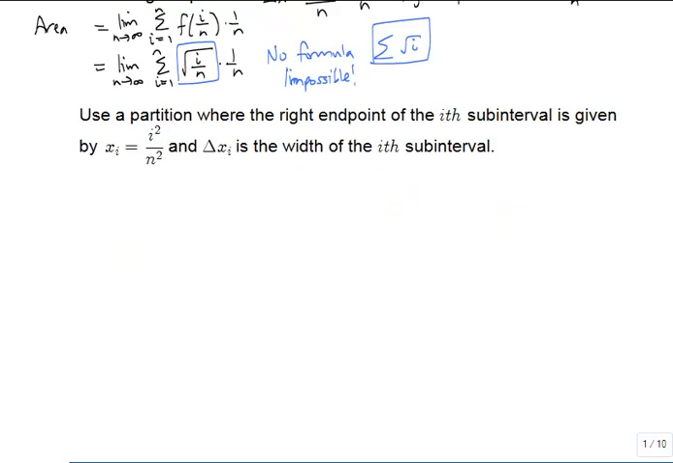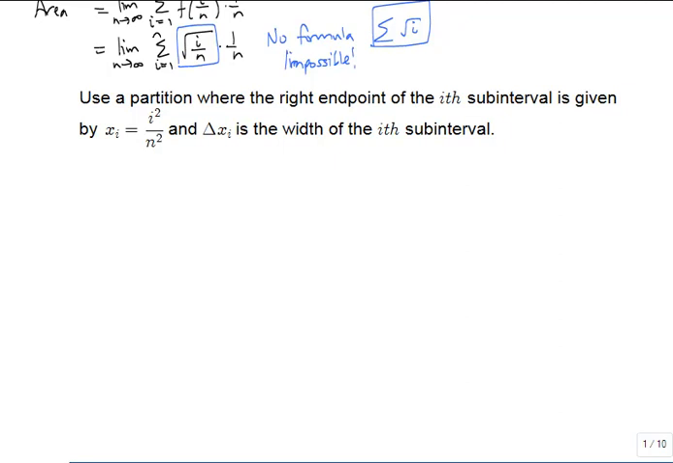And this is kind of complicated, okay? What we're going to do, instead of using those typical right endpoints, is we're going to use a partition where the right endpoint of the ith subinterval is given by x sub i equals i squared over n squared, and delta x sub i is the width of the ith subinterval.